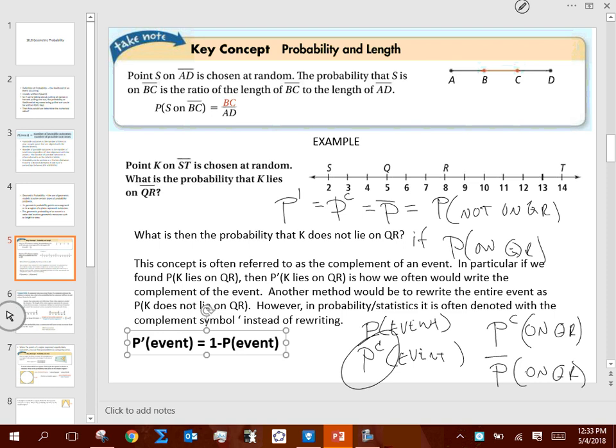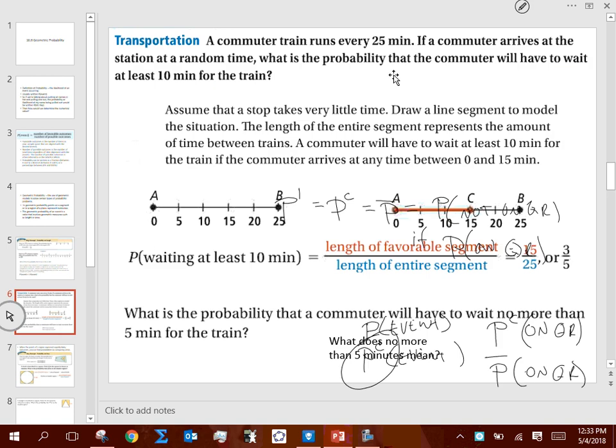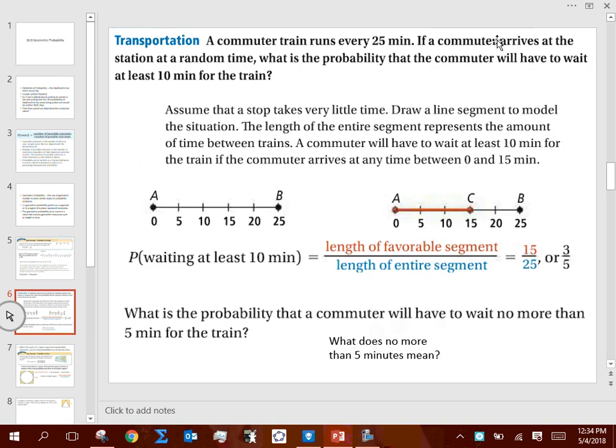So let's try to do an example here that relates to this distance concept. This says a commuter train runs every 25 minutes. It says if a commuter arrives at the station at a random time, what is the probability that the commuter will have to wait at least 10 minutes for the train?